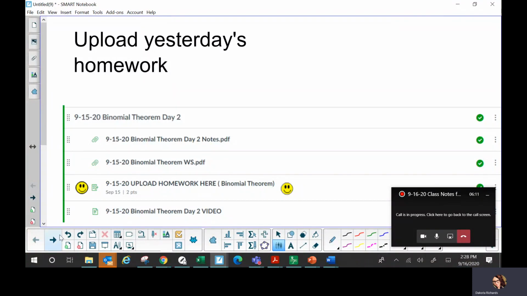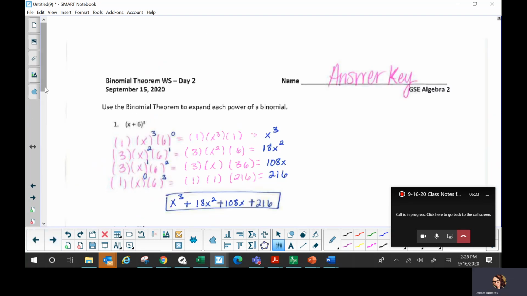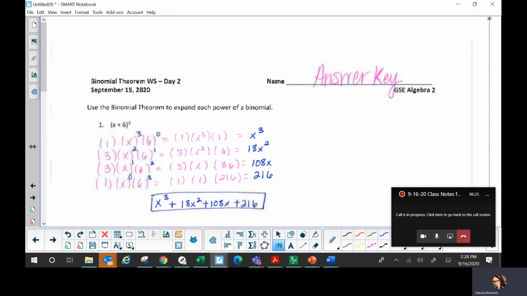All right, so upload your homework here, binomial theorem. We were on day 2 yesterday. Today, this is day 3 of looking at the binomial theorem. So this was last night's homework. Go ahead and check your work.